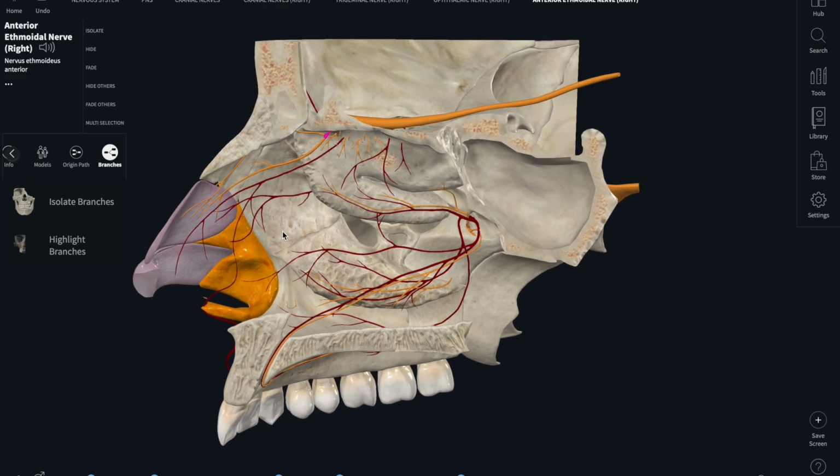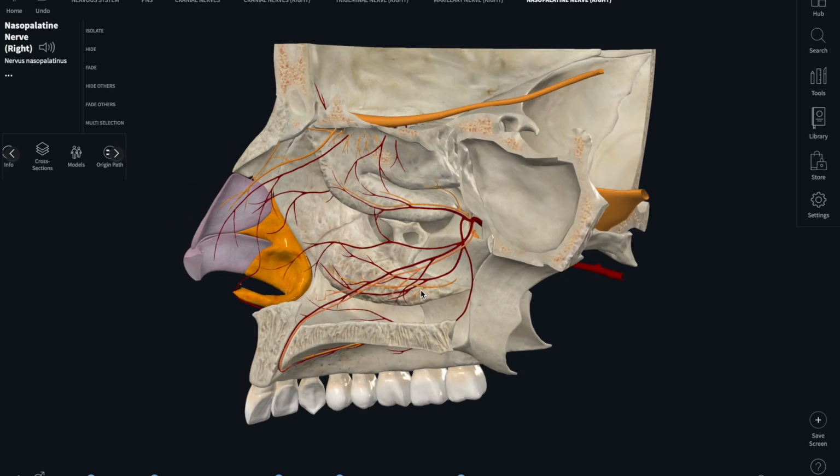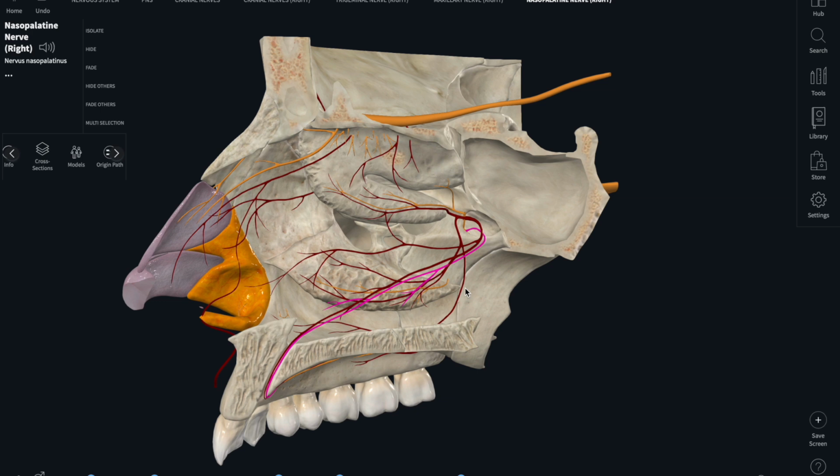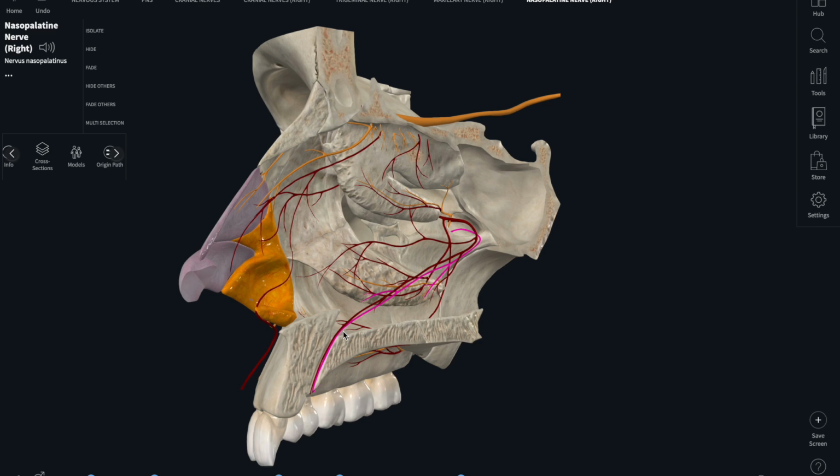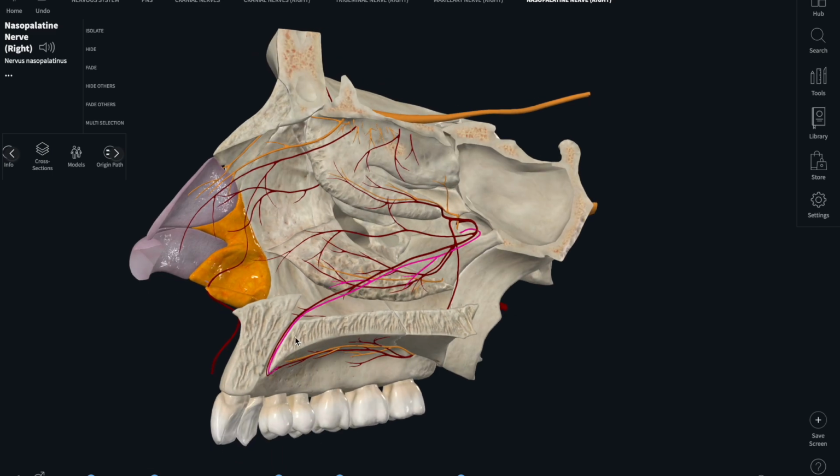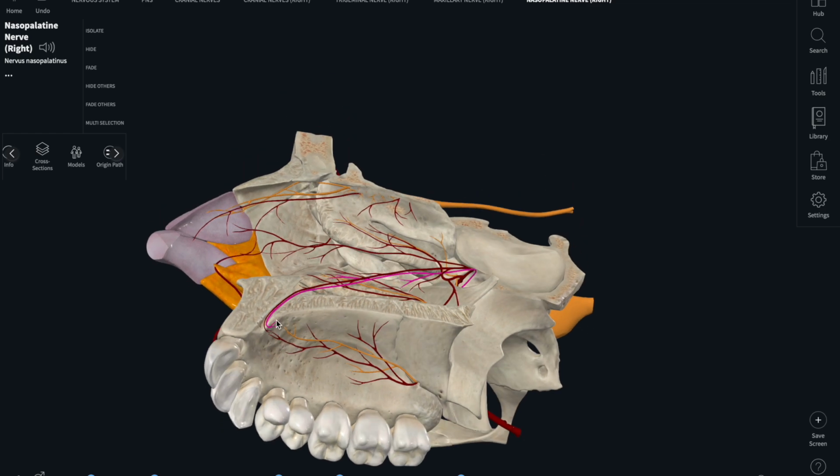And then posteriorly and medially, we have the nasopalatine nerve. The nasopalatine nerve, or it's otherwise known as the long sphenopalatine nerve. And that runs through the sphenopalatine foramen from the pterygopalatine ganglion, and runs along the septal cartilage, and goes into the incisive canal, and it provides sensory innervation to the front of the palate here, the front 3 teeth and the hard palate, from canine to canine bilaterally.